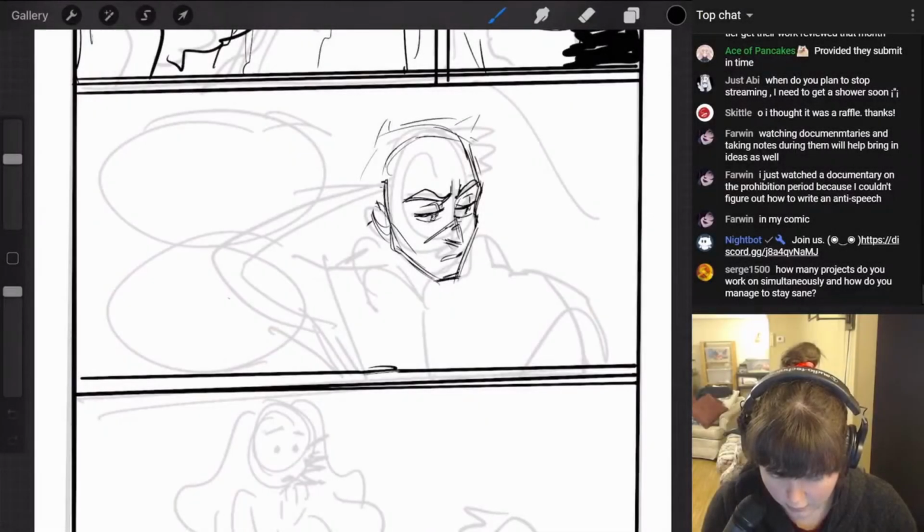How would you go about setting the tone for a romance comic? Like, how would you show it's going to be a romance at the start?